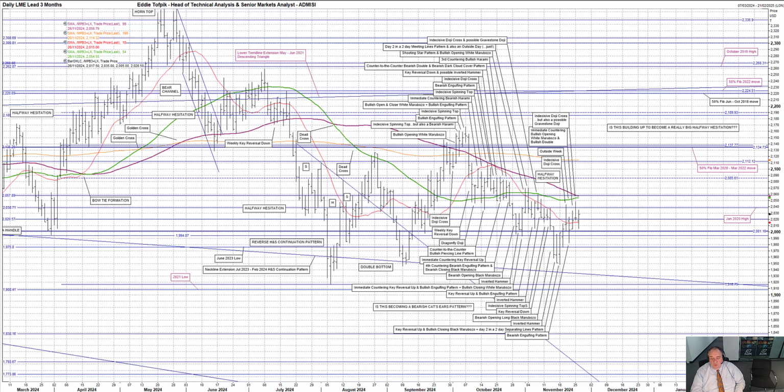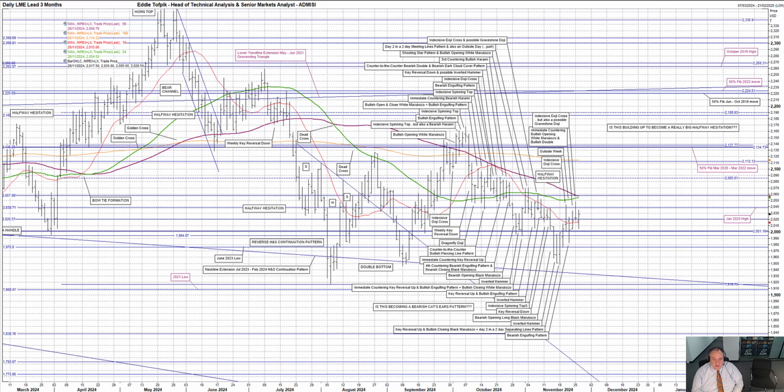The action from August to date could then be seen as a possible large bearish cat's ears pattern, or even an even larger early July to date bearish halfway hesitation. Alternatively, it could then be an opportunity for a mid-July to date triple bottom. This is all getting very interesting." Now, that's the end of the quote.